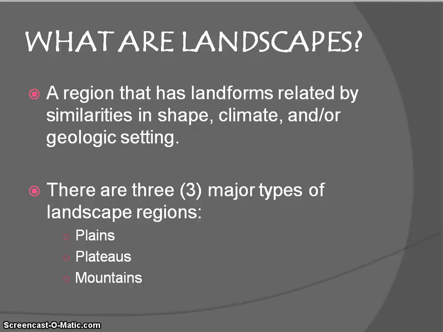So what is a landscape? A landscape is a region that has landforms related by similarities in shape, climate, and the geologic setting, meaning what happened to it in the past, plate tectonics, or even the rocks that were formed. There are three major types of landscapes that we're going to be talking about, which are plains, plateaus, and mountains. We're going to talk about each one in small sections, but you will be doing a lab later that will help you with these words.